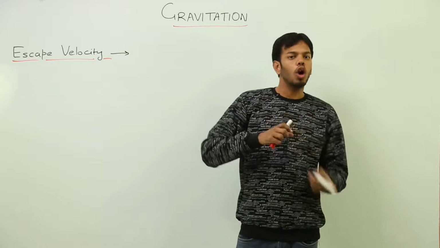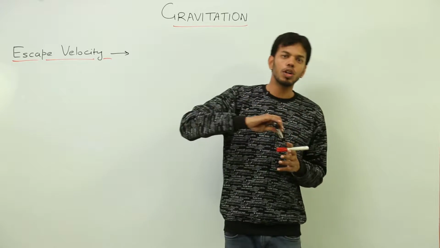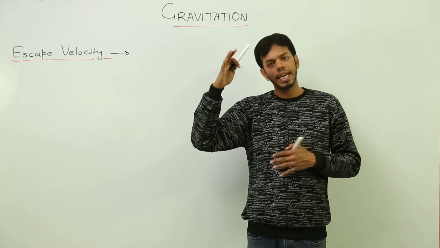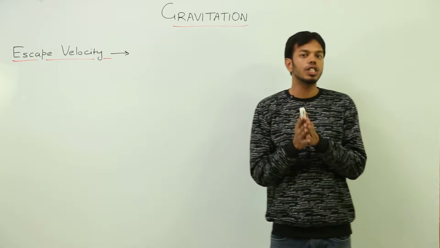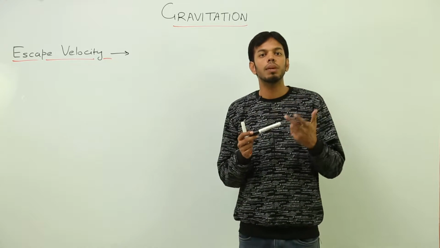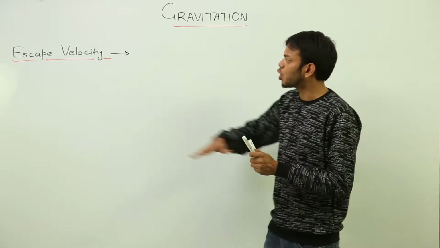If I throw it with all of my velocity, all of my force and power, where will it go? Again it will go, no doubt it will reach a bit higher, but again it has to come back because of the gravitational pull. So is there any velocity possible with which, if this body is thrown vertically upwards, it will overcome the gravitational pull of the planet, or the gravitational pull of Earth? That velocity is called escape velocity.